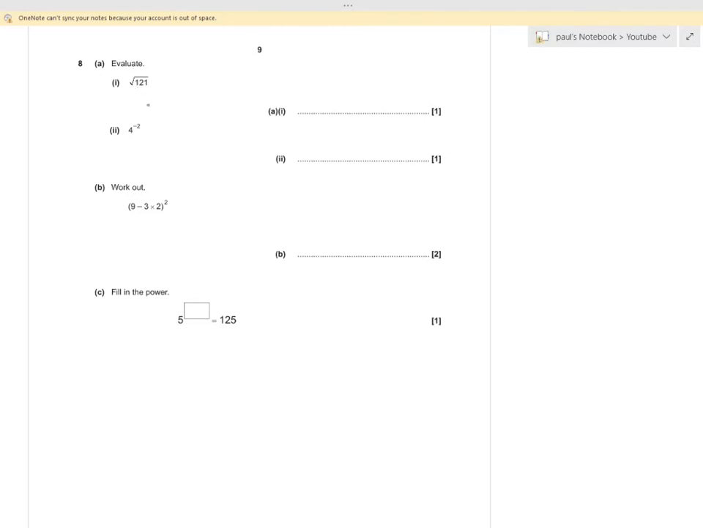Evaluate. What does that mean? Does that mean work it out? Square root of 121, that's 11. 4 to the minus 2, got a minus sign, so it's 1 over 4 to the 2. 4 4s are 16, so that's a 16th. And 9 minus 3 times 2. So let's have a look. What we're going to do, multiply before we do the subtract. So that's 9 minus 6, which equals 3.